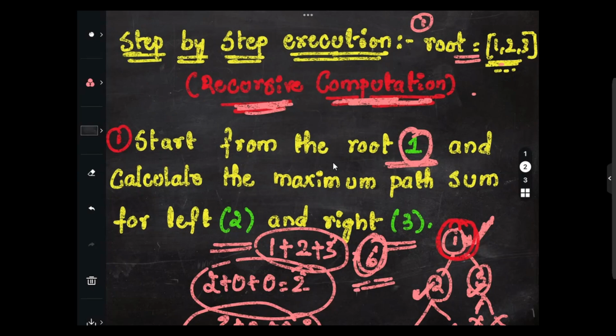So 6 is the solution. Out of this one we will find the max. Basically out of 6, 2 and 3, maximum is 6. So the maximum path is this one, 1, 2 and 3, or 2, 1 and 3 you can consider.